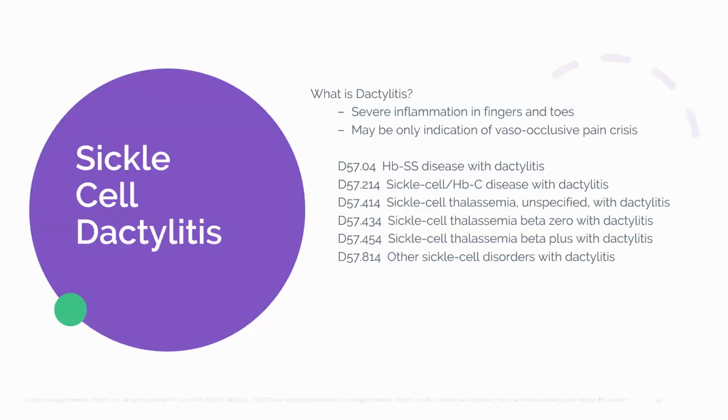So moving on, sickle cell dactylitis, we have new codes to represent that complication of sickle cell disease within those codes that you see here on the screen. I wasn't sure what dactylitis was when I first heard about it, but it's a severe inflammation of the fingers and toes that's commonly seen in infants with sickle cell anemia. And often that might be the only clinical indication of that infant being in a vaso-occlusive pain crisis. So early recognition of dactylitis can help prevent later complications of sickle cell disease.